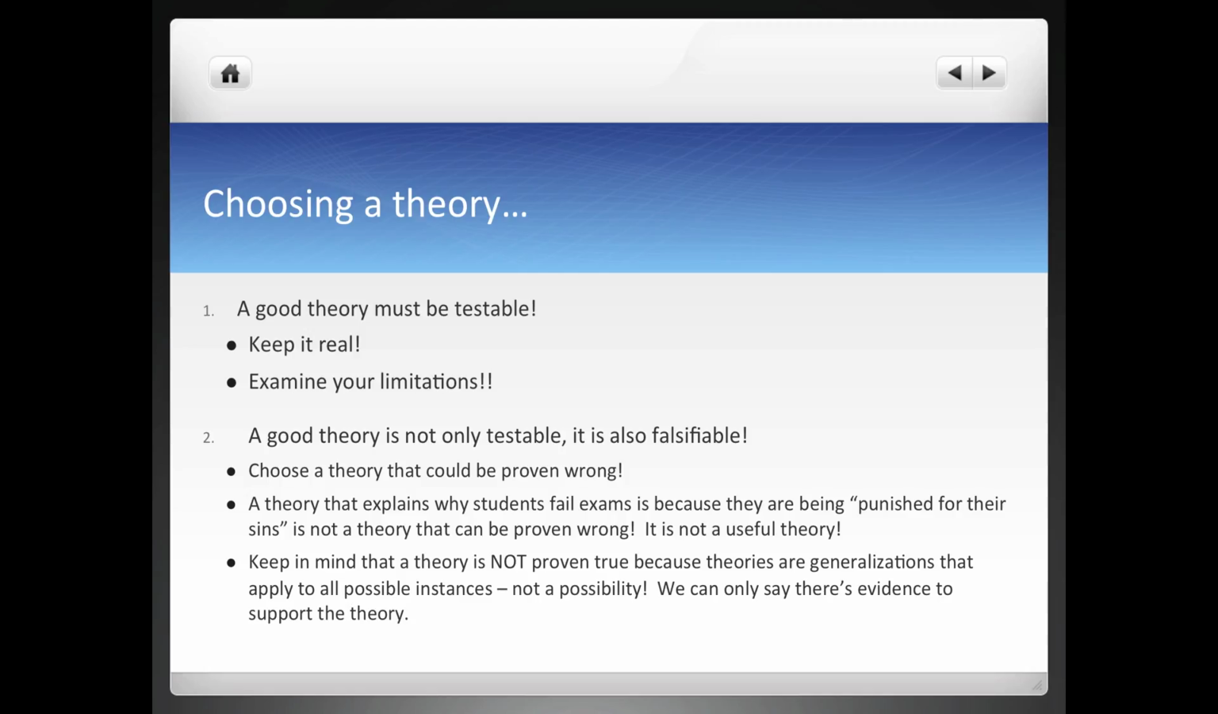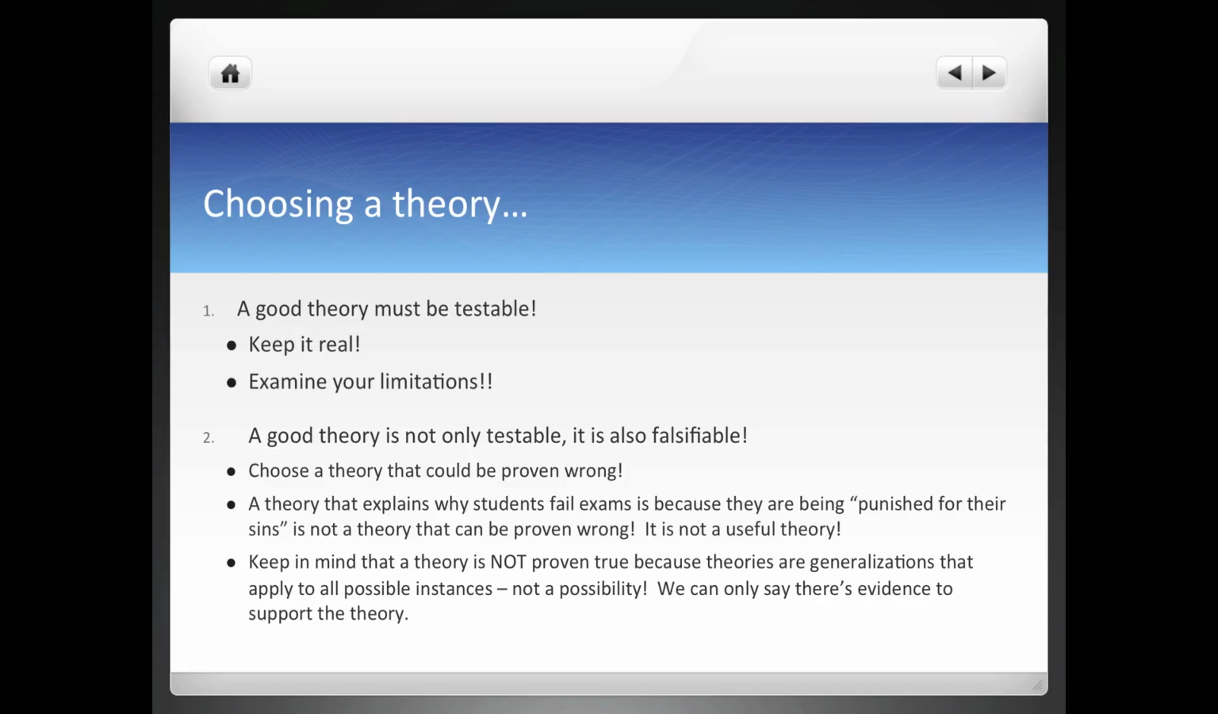But anyway, a theory that explains why students fail exams is because they are being punished for their sins is not a theory that can be proven wrong. In fact, this would not be a useful theory. Keep in mind that a theory is not proven true when we substantiate it. So if we set up our hypotheses and we get p-values less than 0.05, it doesn't mean our theory has been proven true because we're dealing with a sample from a larger population. We can only use softer words like there's evidence to support the theory, and the results from our sample indicate that the theory may be plausible.